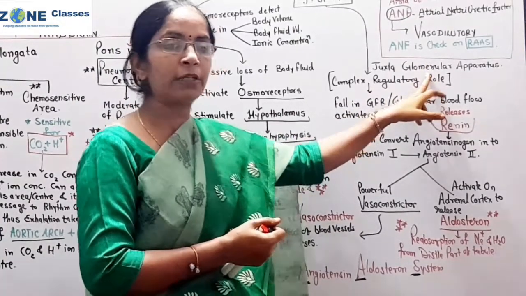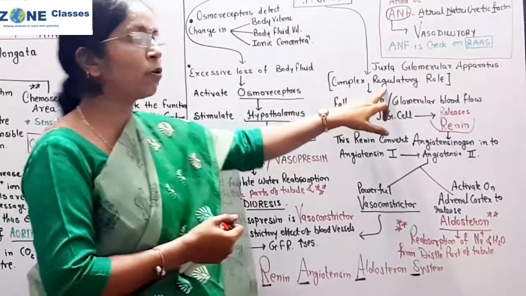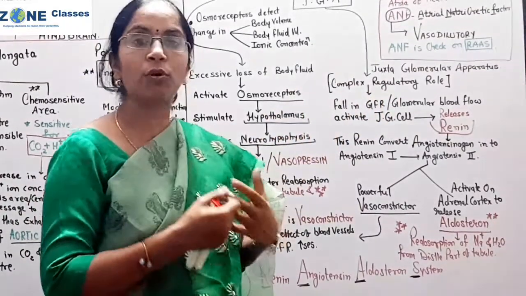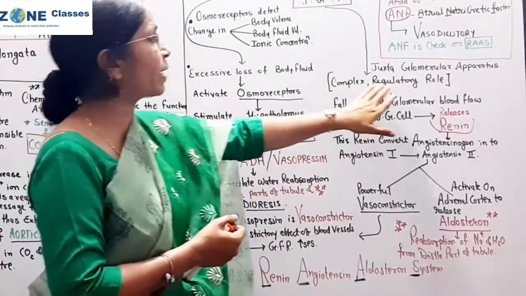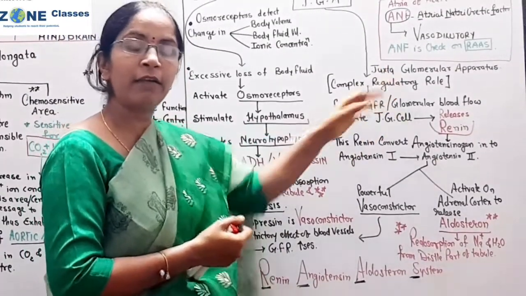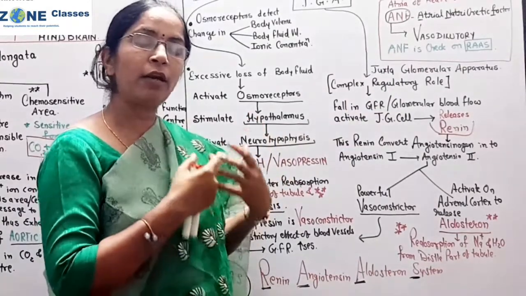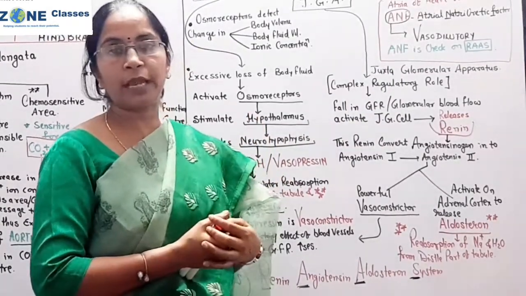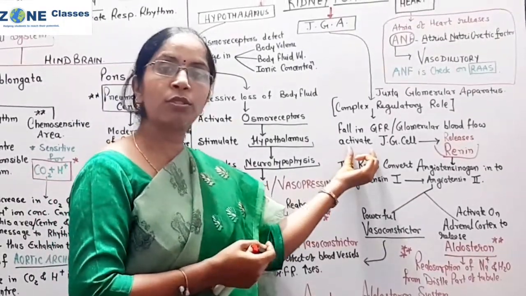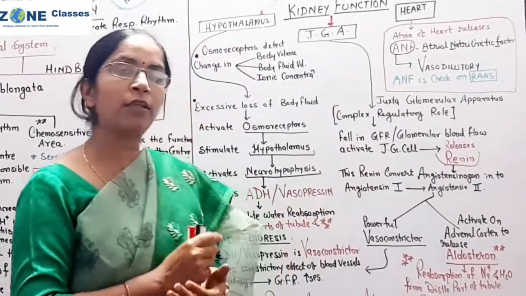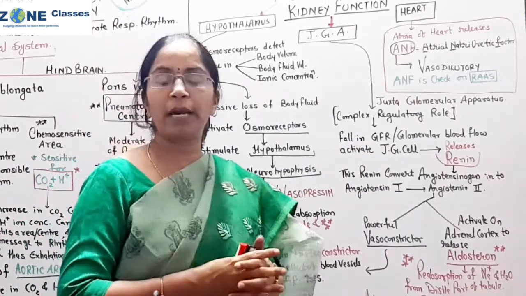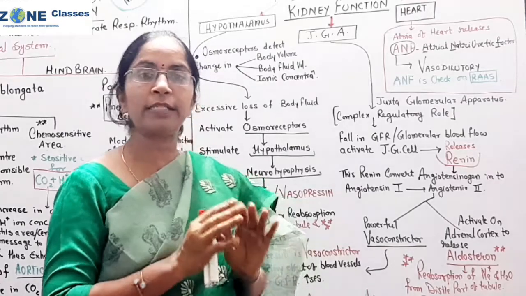Now the JG apparatus, you remember, plays a complex regulatory role. These words you remember: simple, complex, complicate. So it plays a complex regulatory role. And how does the JGA get activated? When excessive loss of fluid takes place from the body, blood pressure automatically goes down, and because of that the glomerular filtration rate or glomerular filtration pressure decreases.